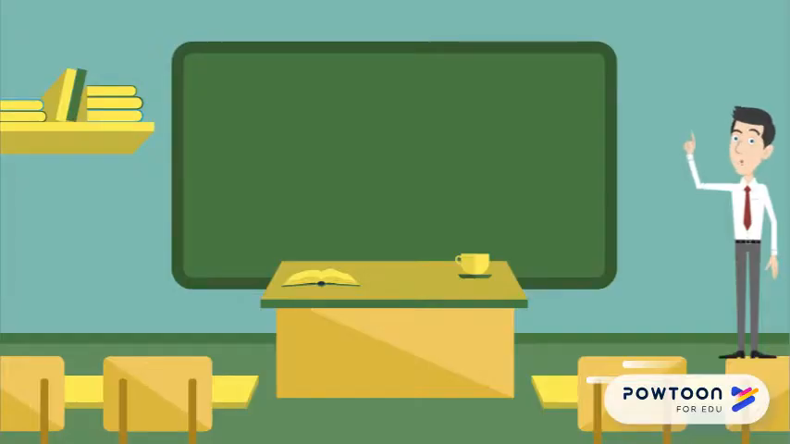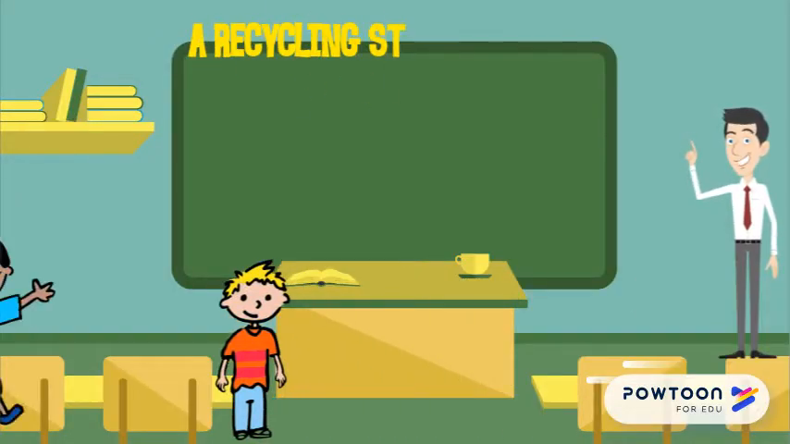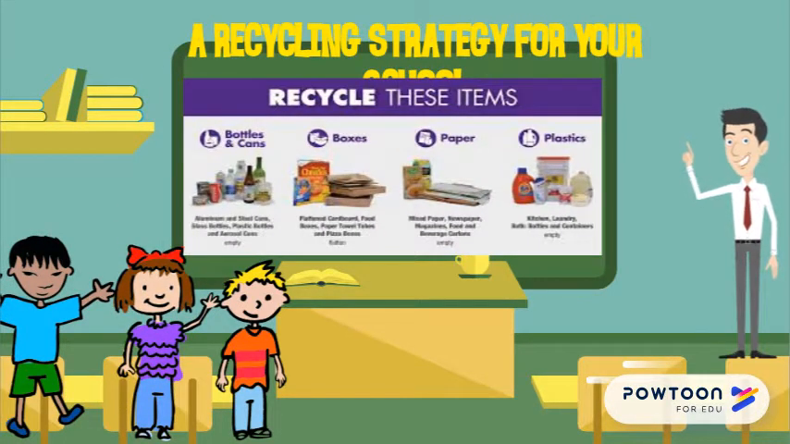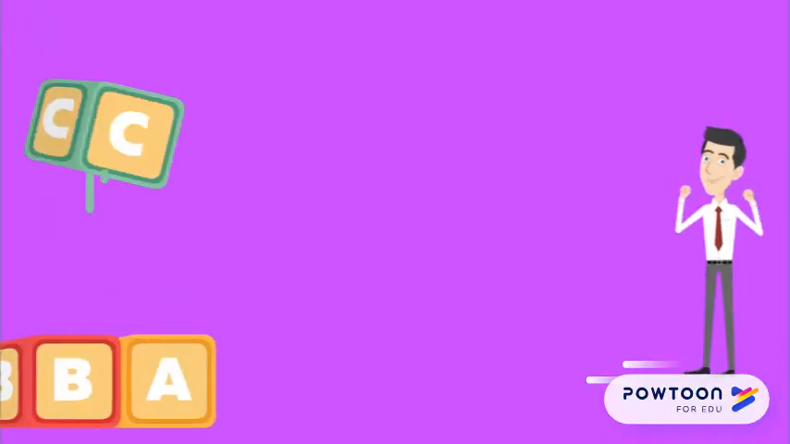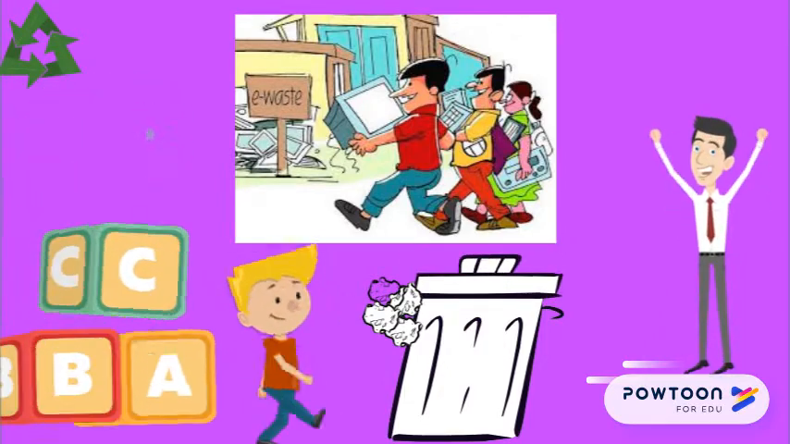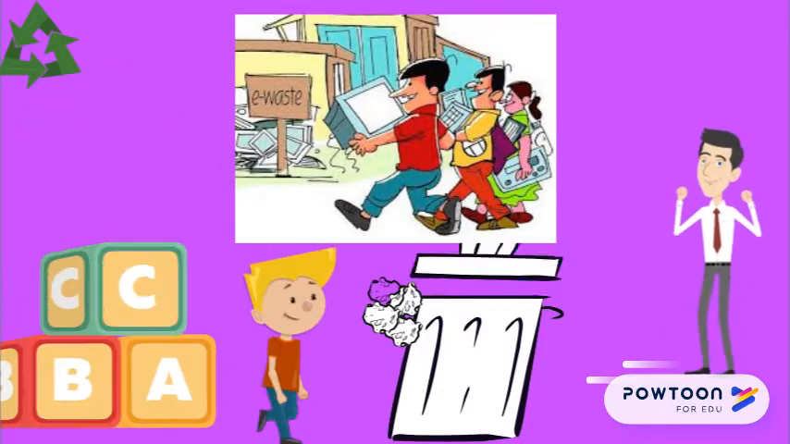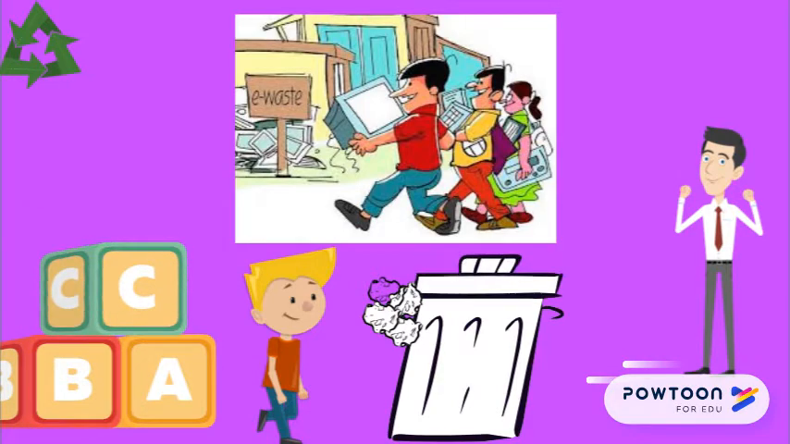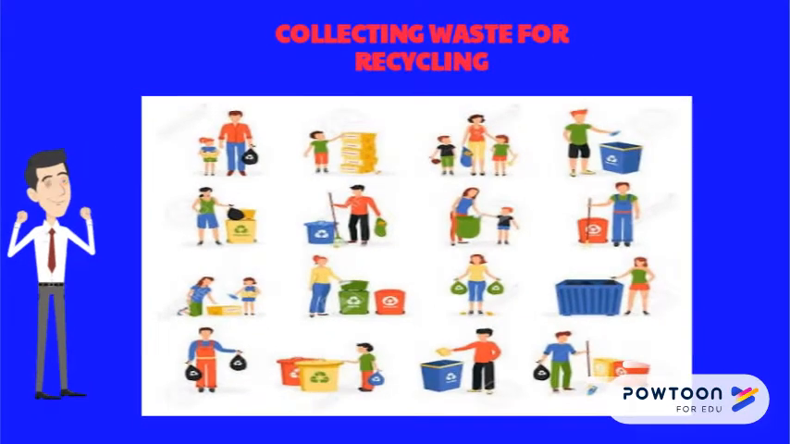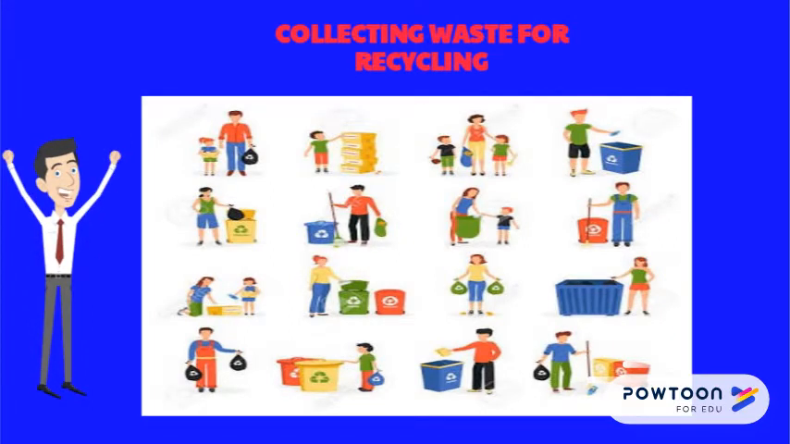Now let's talk about the recycling strategy for your school. Many schools have programs for recycling different items. They collect plastic, paper, glass, cans, and ink cartridges. Some schools even collect e-waste for recycling. This includes old and broken computers and their parts. Banks of bins are put up around the school for collecting recyclable items that the learners bring from home. There are usually also bins for collecting items that can't be recycled.